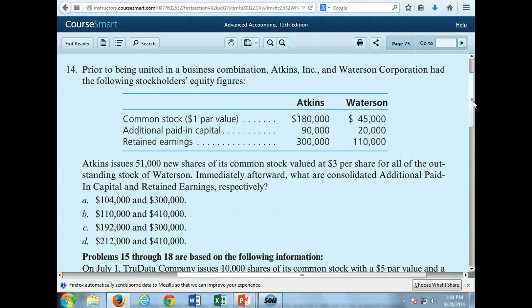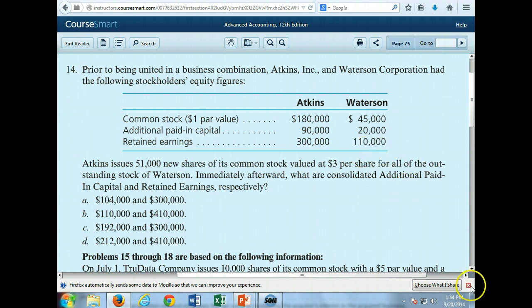Immediately afterwards, what are the consolidated additional paid-in capital and retained earnings, respectively? So what's going to happen here is they purchased the stock for $3 a share. What is the par value? $1 a share, right? So what are we going to do? Basically, Watterson, we're going to eliminate their equity section because we're purchasing the company.